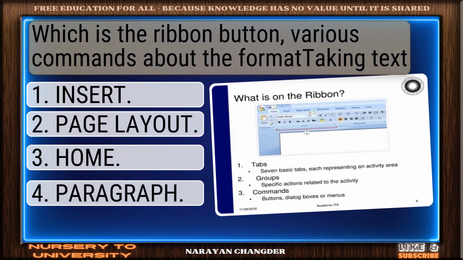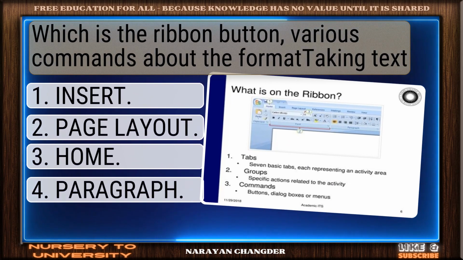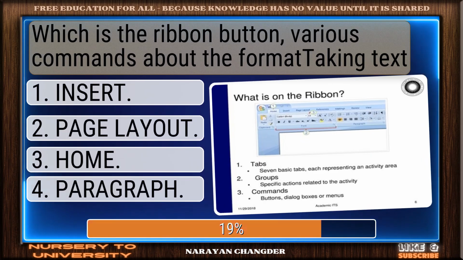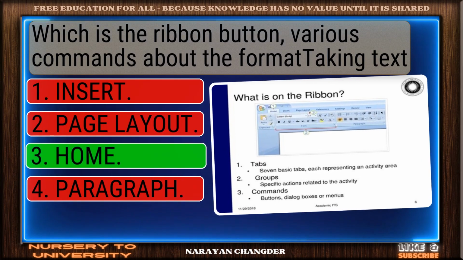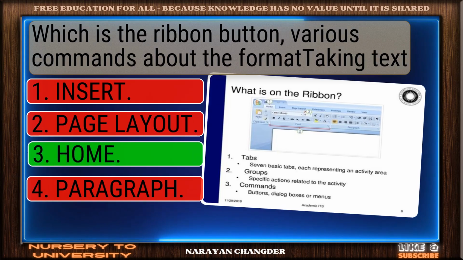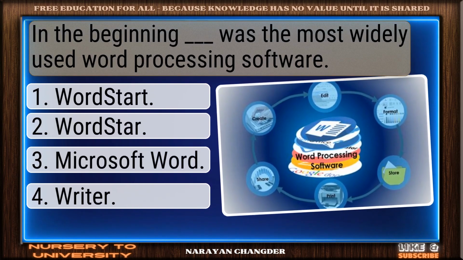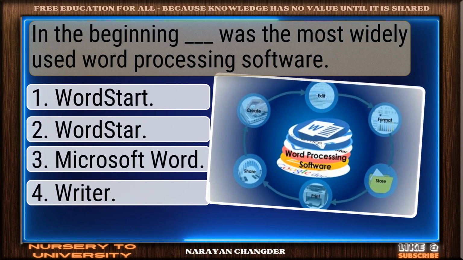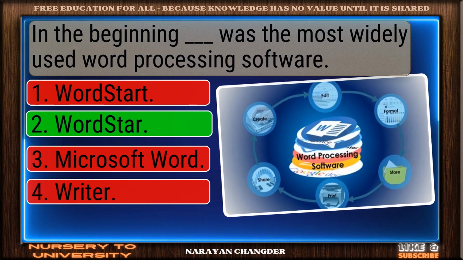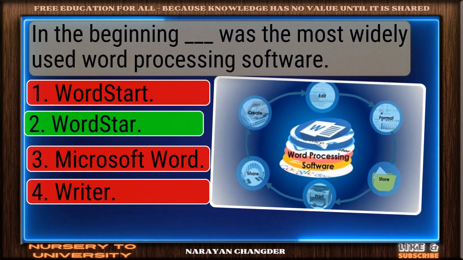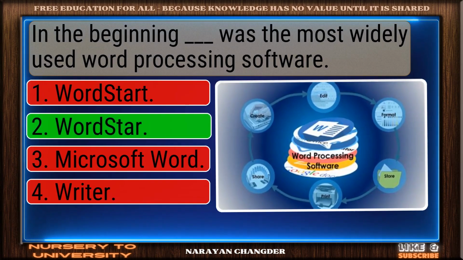Which is the ribbon button? Various commands about the formatting text. You got it. Your choice home is right. In the beginning, WordStar was the most widely used word processing software. Exactly. WordStar makes sense, and it is right choice.